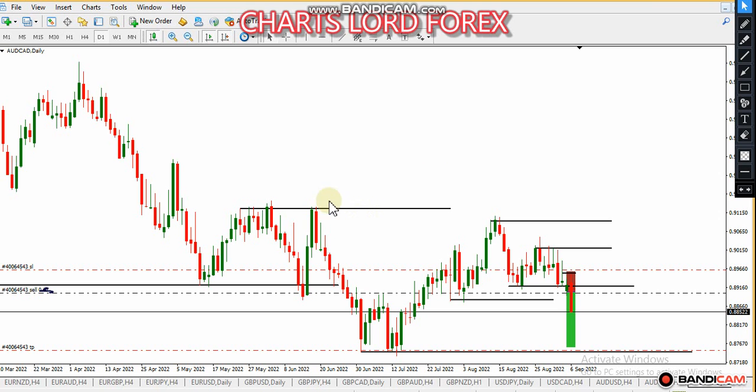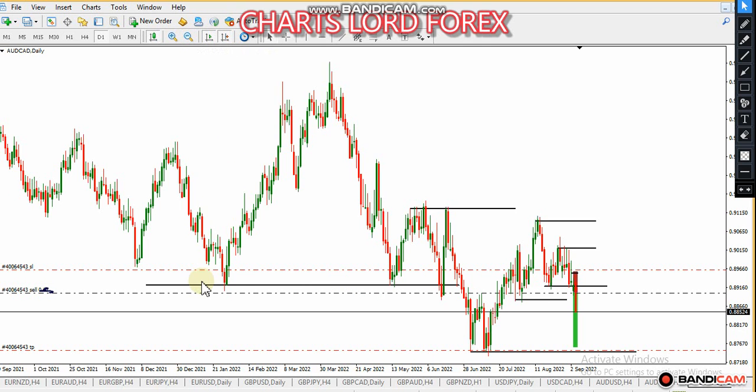So let's quickly dive into the chart, guys. This is AUD/CAD like I said, and this is the daily time frame. It's a case of a top down analysis that I will be looking at on this particular pair. If you zoom out a little bit, you can see we have a support down here. From this daily, there is a support area where the market was bouncing from.